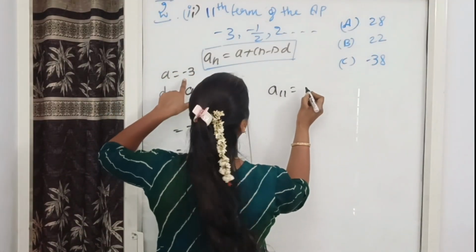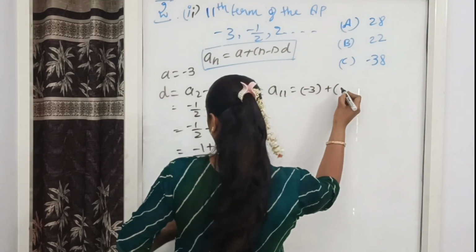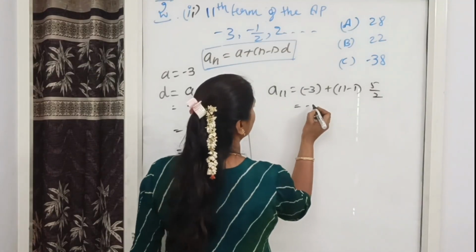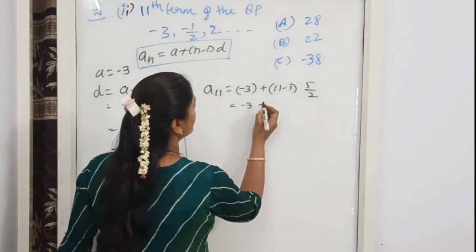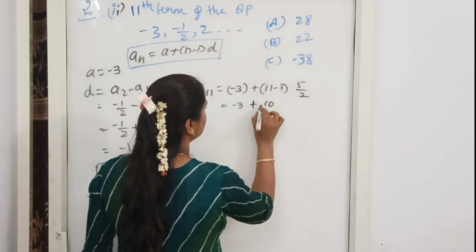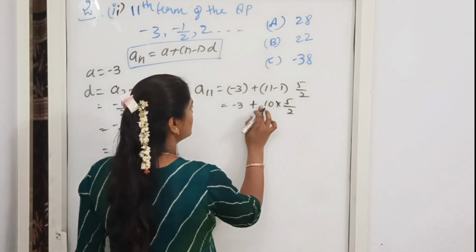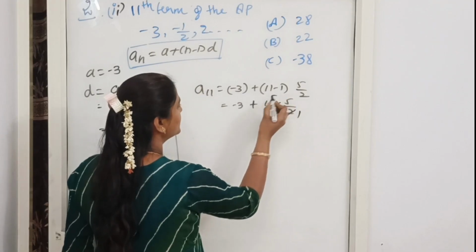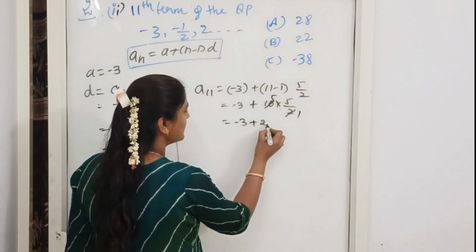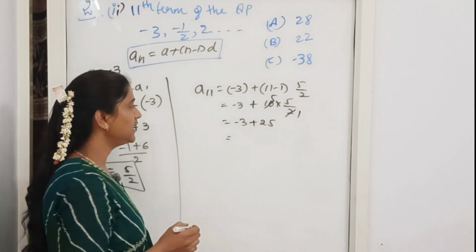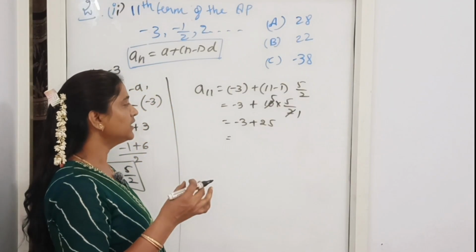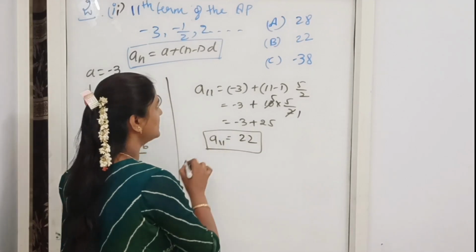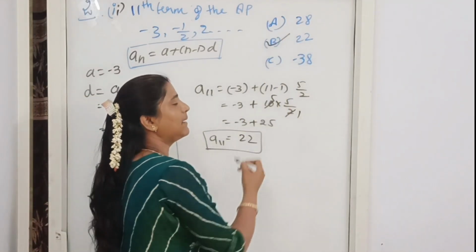a11 is equal to a plus n, which is 11 minus 1, into d, which is 5 by 2. So minus 3 plus 11 minus 1 is 10, isn't it? Into 5 by 2. See here, 2 and 10, 10 and 2 get cancelled, 5 1s are 5, 5 5s are 25. Minus 3 plus 25 is 22. Isn't it? That is plus 22. So which is the 11th term? That is plus 22. Option B.